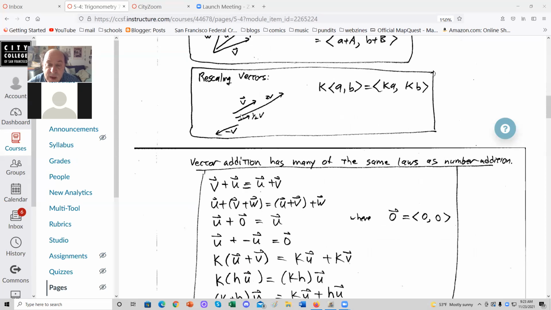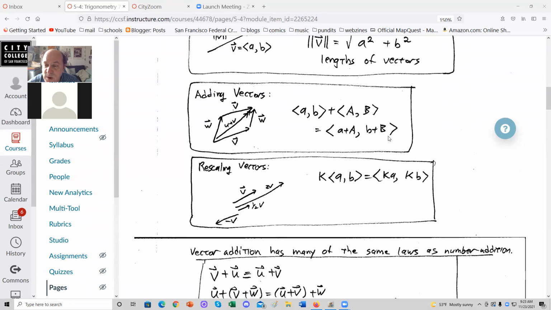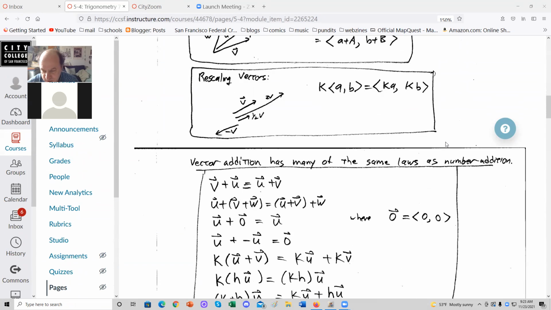You can also rescale vectors. If you have a vector v, then here's the length v, 2v, twice as long in the same direction, a half v, half as long in the same direction, and minus v, as long in the opposite direction. That's the geometric definition of rescaling a vector. Its algebraic definition is k times ⟨a, b⟩ is ⟨ka, kb⟩. Again, everything happens in parallel, in separate coordinates. You add separate coordinates and you multiply separate coordinates.